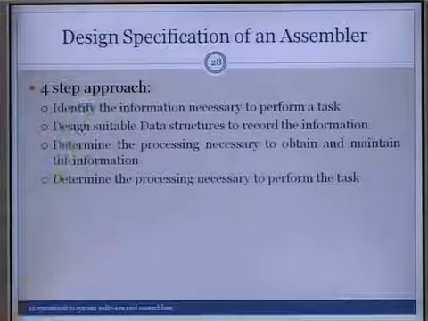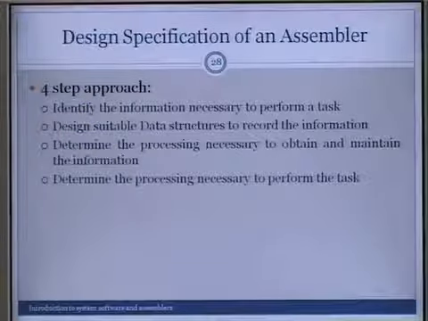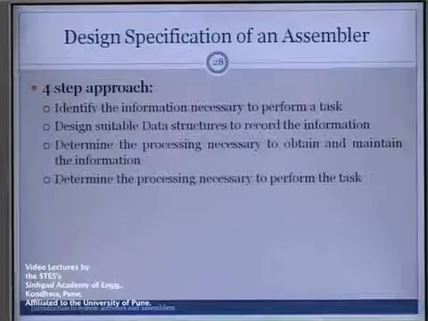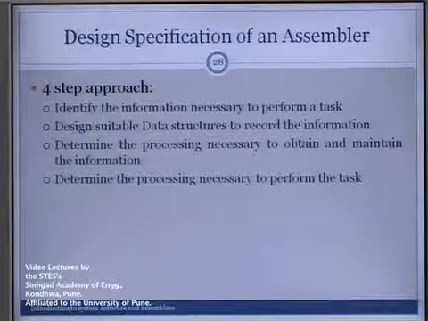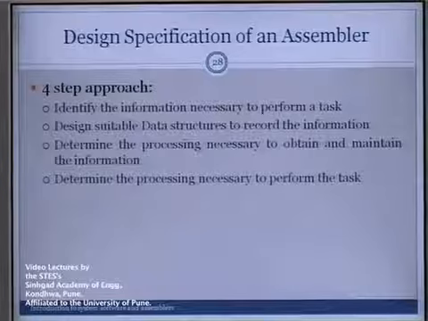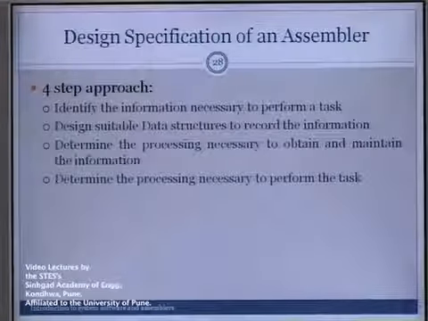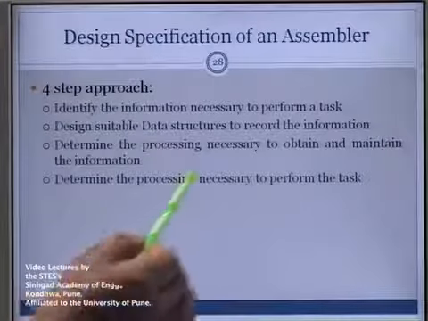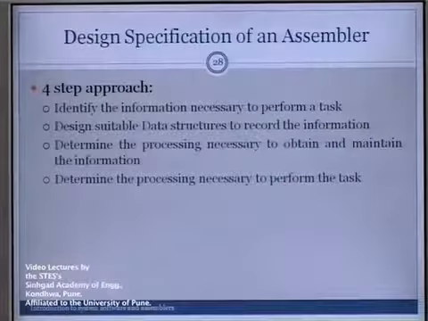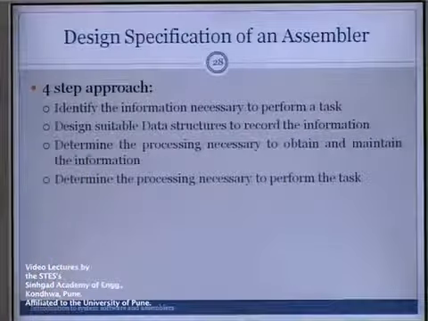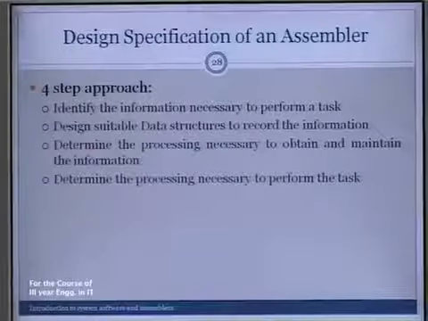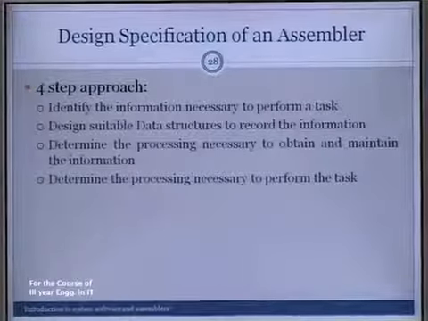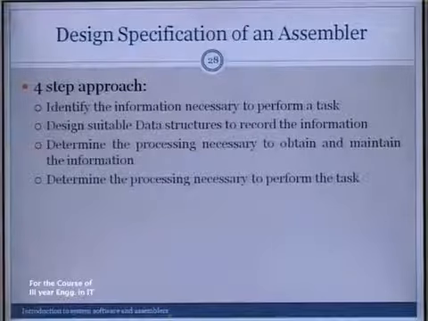Once I have identified the information, it is necessary that I design suitable data structures so that I can record the information. Once I have identified what information is necessary and I have suitable data structures to record it, I need to determine what processing I should do so that I can store that data into the data structure which is going to hold that information. So I need to determine the processing that is necessary to obtain and maintain the information. And finally, I need to determine how much processing is required, or what steps need to be followed, so that eventually I get my task done.